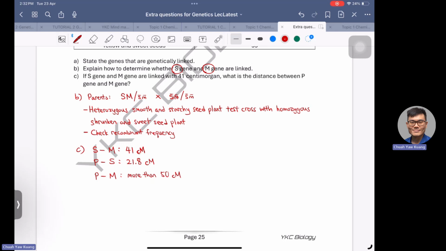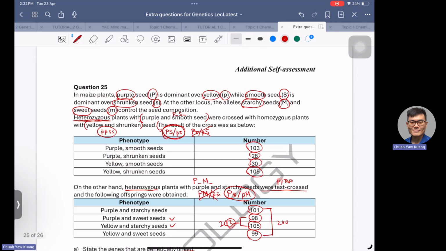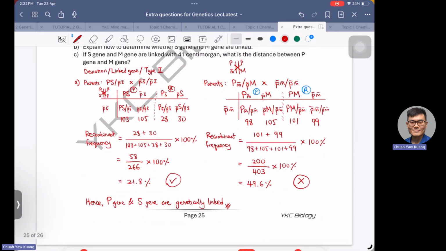If you still remember in the mind map, I mentioned that if the distance is larger than 50 map units, then the recombinant frequency will always show as 50. Hope you still remember that from the tutorial as well. So if the map distance is larger than 50, then the recombinant frequency will always show a maximum of 50 only.